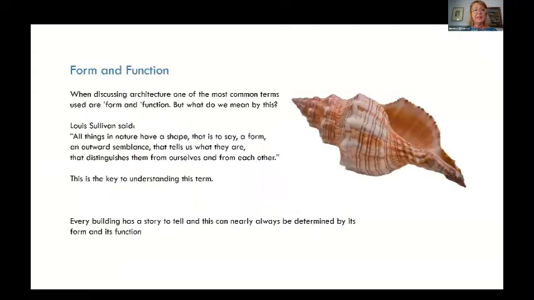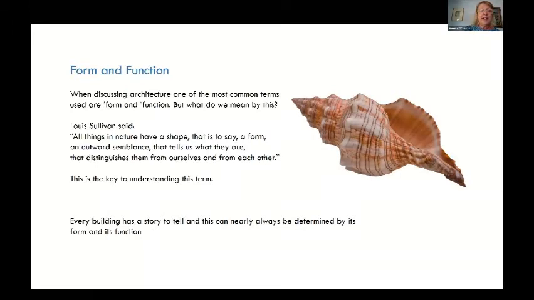And the first thing I'd like to talk to you about, and probably the most important thing, is these words: form and function. So when we're discussing architecture, one of the most common terms used are these words, form and function. But what do we mean by this? What does this mean for you lot?